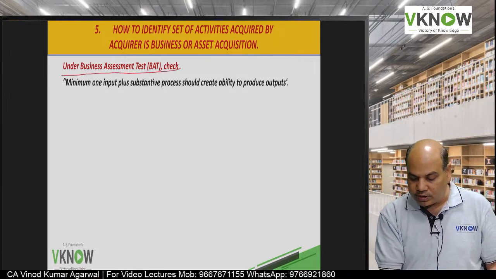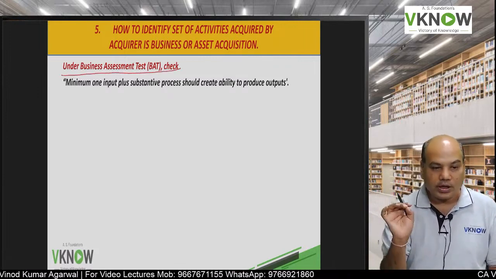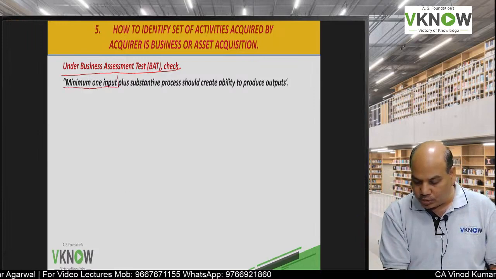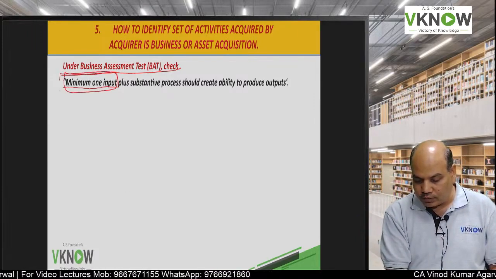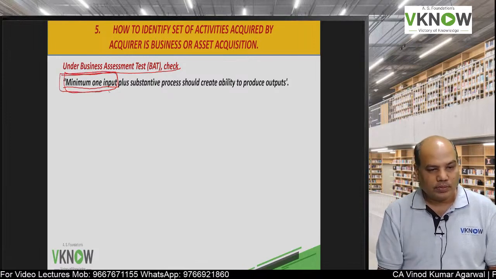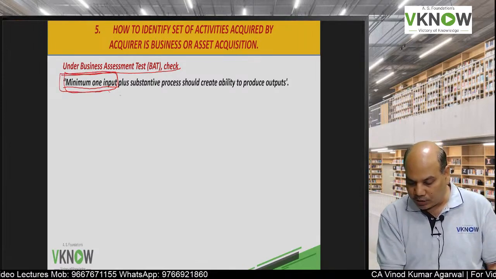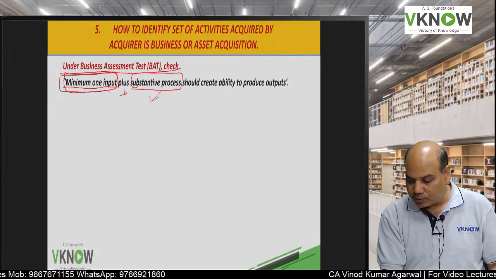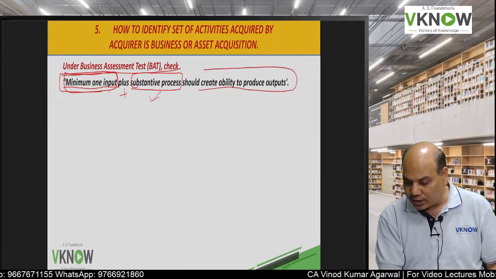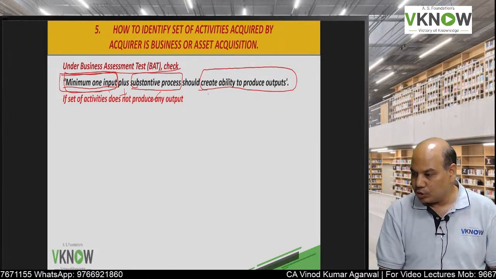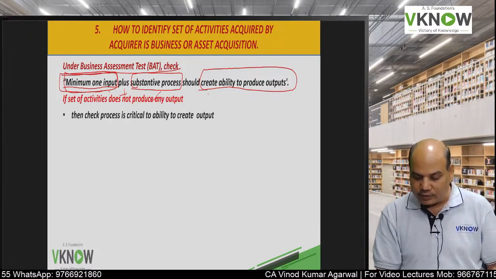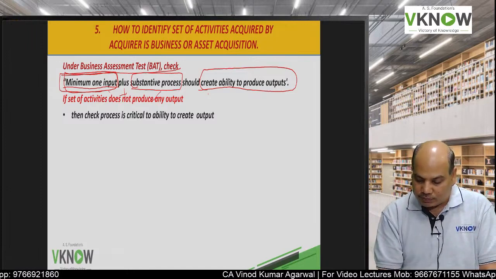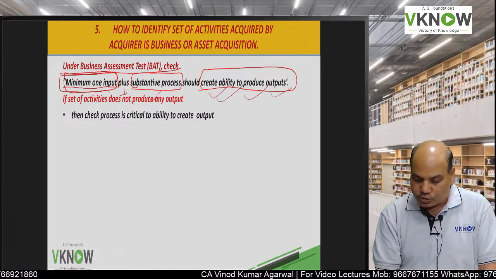So what we will do in the business assessment test, under the business assessment test, you have to check minimum one input. Those who have our compact book will mark it: minimum one input plus you have a substantive process that has the ability to create or produce output. If the set of activities does not produce any output, as I said, output is not necessary, but it should have the ability to produce output.